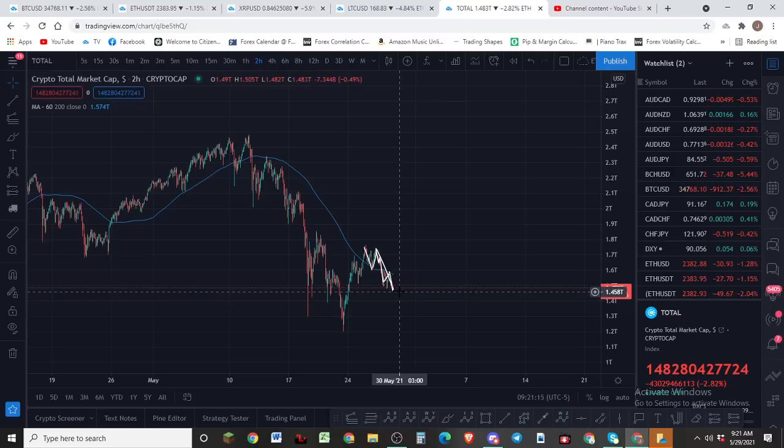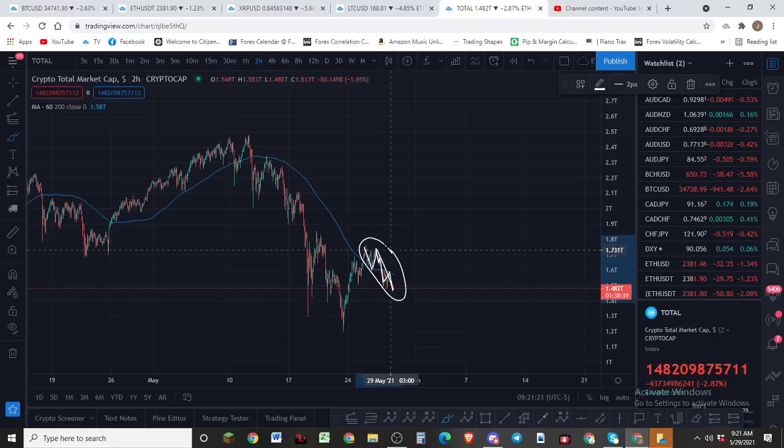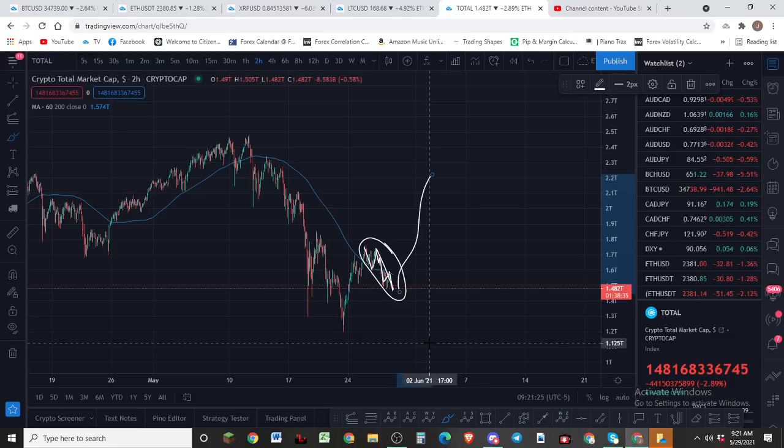Looking at the total market cap and Bitcoin, I can really see a finished 3 waves here, and I'd like it to go up. But looking at Ethereum and Litecoin, I do not like it to go up now. It doesn't make sense to go up now, and I couldn't make the same case.